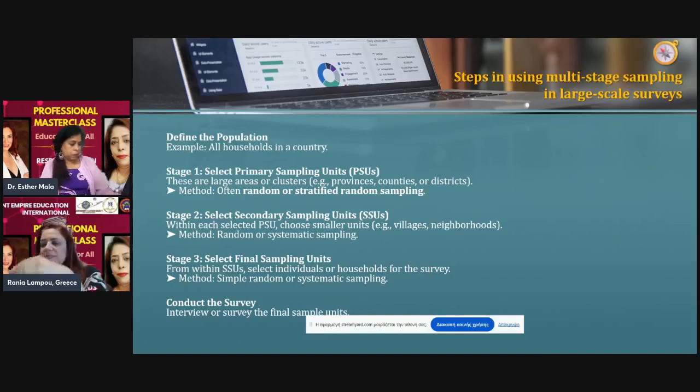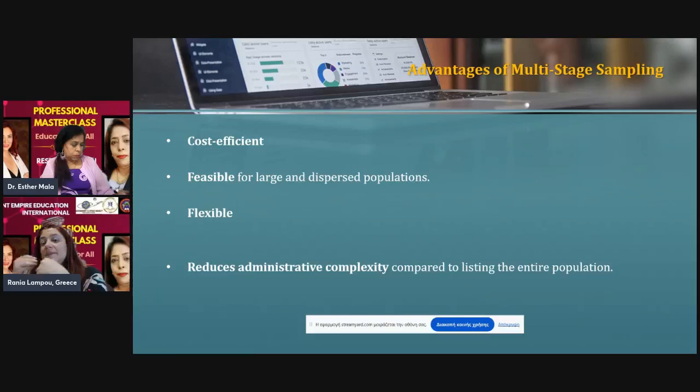The advantage is that it's cost efficient because it reduces the cost of traveling and data collection. It's feasible for large and dispersed populations. It's flexible because different sampling methods can be used at different stages, and it reduces administrative complexity compared to listing the entire population.